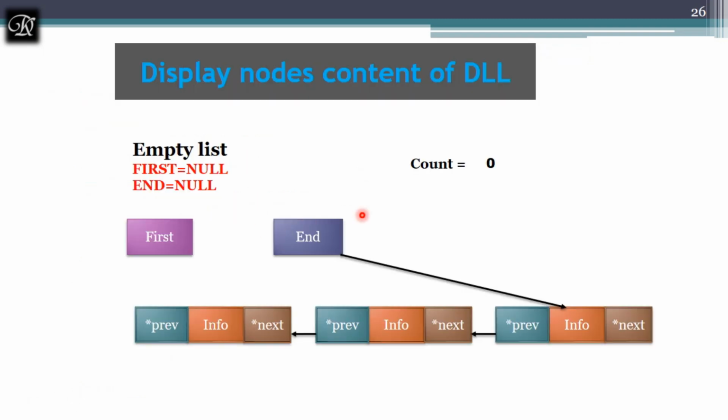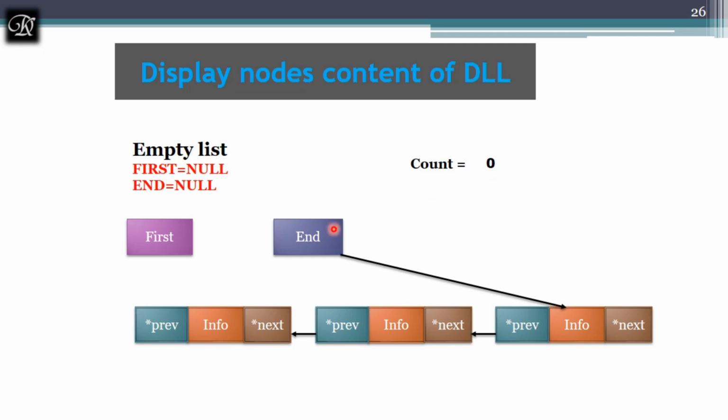Next, how to display. Again, in display there are two cases. There can be an empty list, or how to get the empty list. We have seen the conditions. If first is pointing to null, then it's an empty list. If first is not pointing to null, then it's having at least one node or more than one node in the list. And we'll be having a variable called count. Whenever I'm reaching each node, I'm going to increment this count by 1, so that the question is demanding to display the number of nodes in the given doubly linked list.